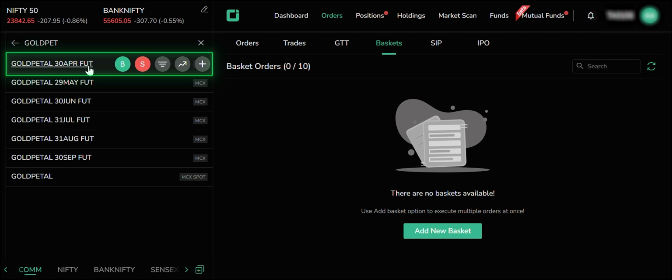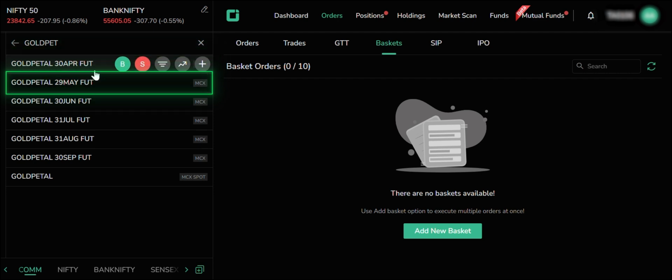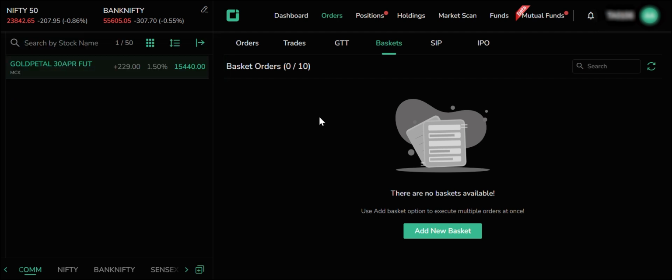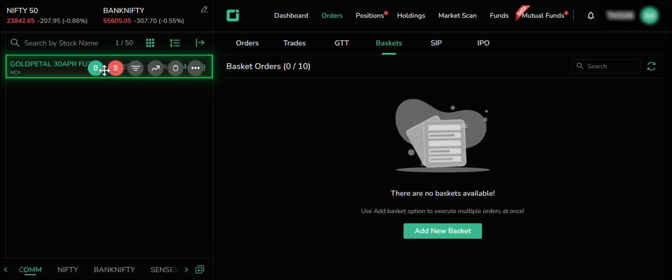Post that, if you are trading, that means you want to take a position for 10 days or 15 days, go to the next month contract. So here I'll be taking the 30th April contract. Once you select Gold Petal 30th April, you select it over here and it gets added. So currently the price is around 15,439.